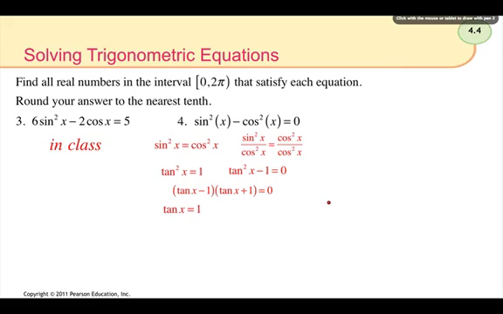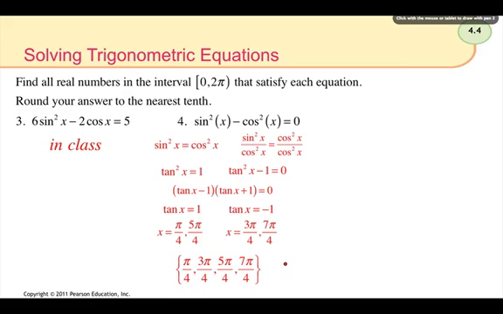Set the first factor equal to 0 and solve for x, and I get tangent of x equals 1. And for the second one, for this x value, I end up with pi over 4, 5 pi over 4, referring to the unit circle, and then here is 3 pi over 4 and 7 pi over 4. So I express my answers in set notation, and this is what I get. Let's go to number 5.